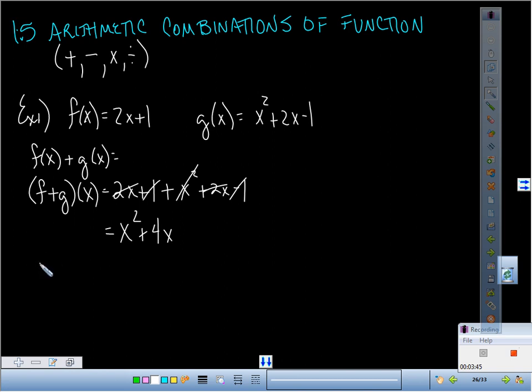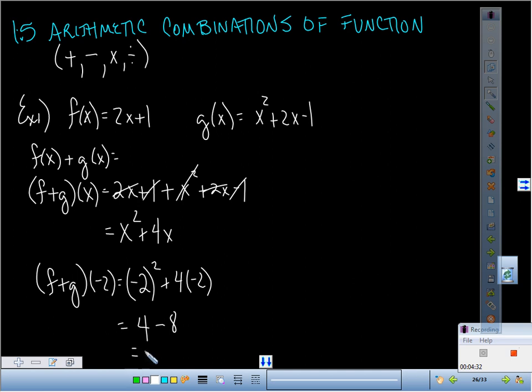Now, what if I asked you to do this? You're just going to plug it in. I would, but you don't have to. Okay? I think it's easier to do this. Plus, it makes you practice skills. Okay? So now, you're just going to plug it in. Negative 2 to the second power. Do I need parentheses around that negative 2? Yes. Anytime you raise a negative number to a power, you need to put parentheses around it. Okay? Especially if you're depending on a calculator. Plus 4 times negative 2. What's negative 2 squared, guys? 4. What's 4 times negative 2? What's 4 minus 8? So f plus g of negative 2 is negative 4.